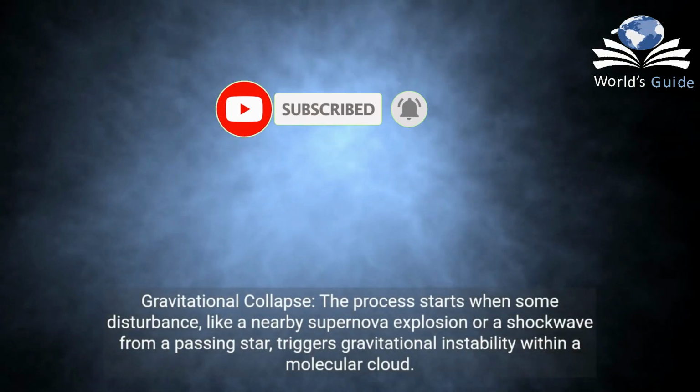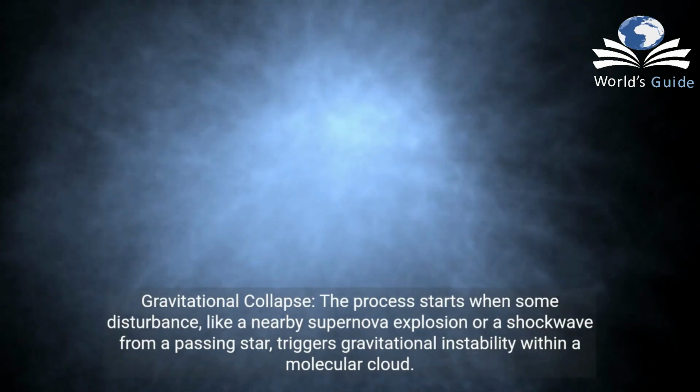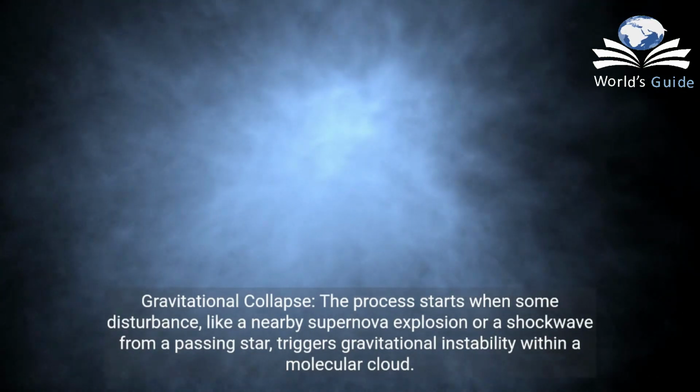Gravitational collapse. The process starts when some disturbance, like a nearby supernova explosion or a shockwave from a passing star, triggers gravitational instability within a molecular cloud. This causes a small region within the cloud to begin collapsing under its own gravity.